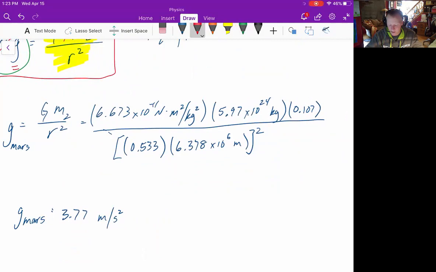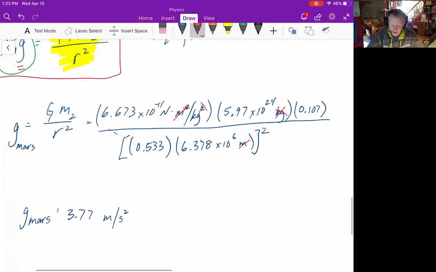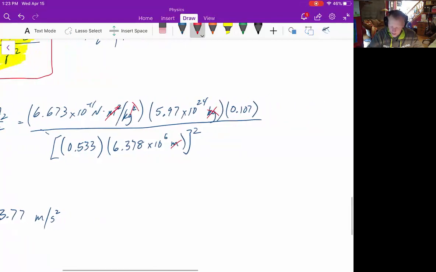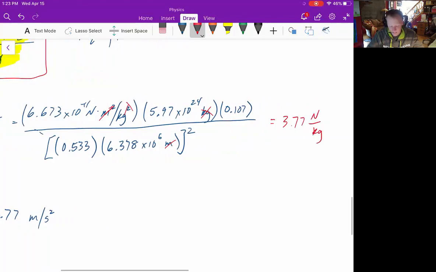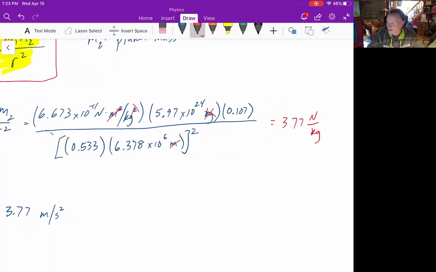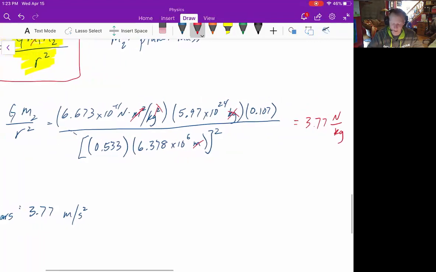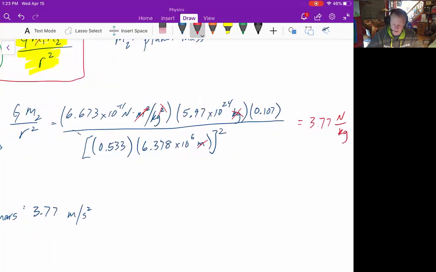So I've got meters squared on the bottom, meters squared on top. I've got a kilogram here and a kilogram here, but that only takes care of one of them. So I end up with this as 3.77 newtons per kilogram, which is meters per second squared. So I took an extra step that was not appropriate in the solutions, and I'll fix that soon.